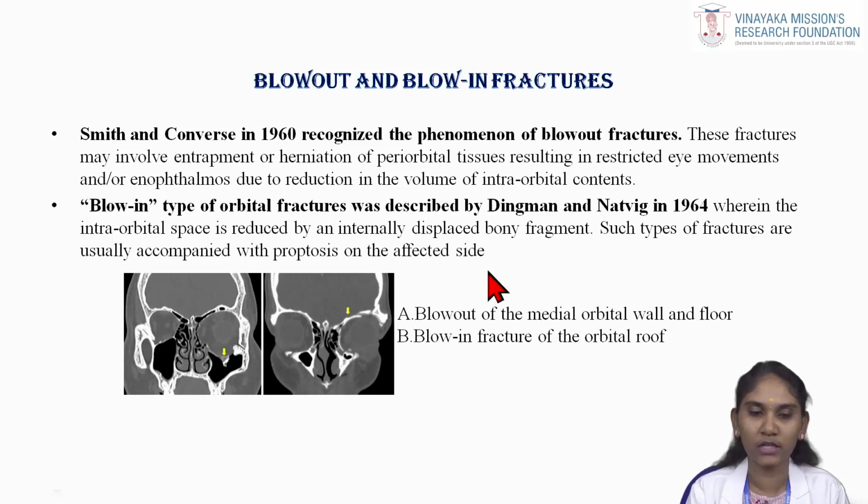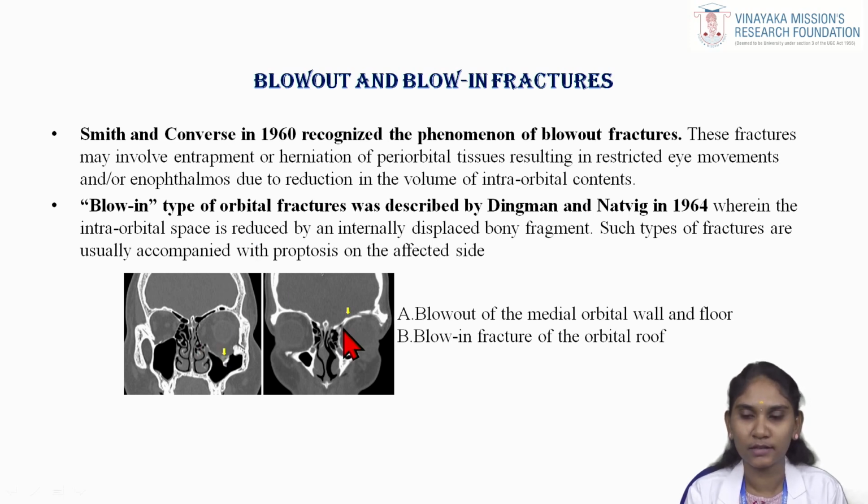Then another classification was given by Converse and Smith in 1960, who described the phenomenon of blowout fractures. One more classification was given by Dingman and Natwig in 1964, the blow-in type of fracture. So what is a blowout fracture? Here there will be entrapment or herniation of the periorbital tissues. Can you see the entrapment or herniation of the periorbital tissues? So your eye movements will be restricted, and there is enophthalmos due to the reduction of the volume of the intraorbital content. This is a blowout fracture.